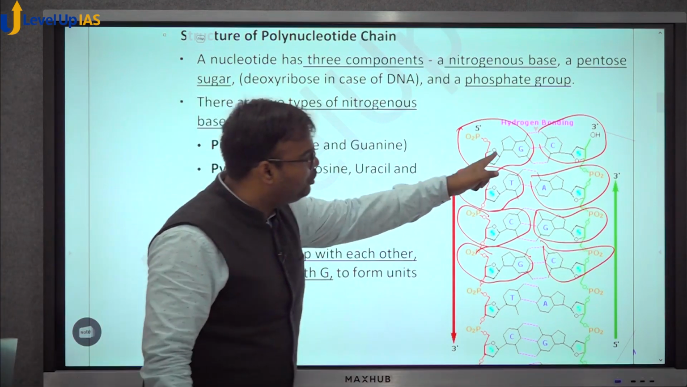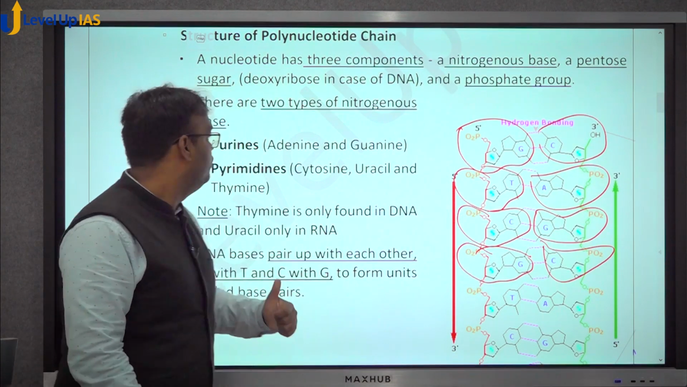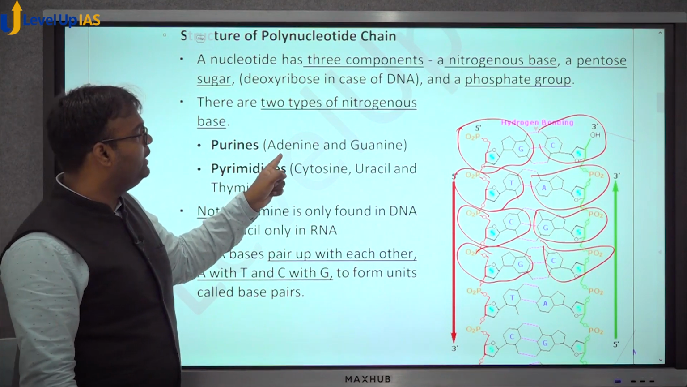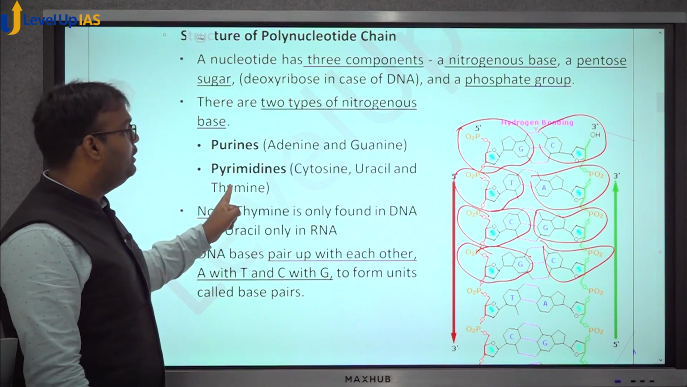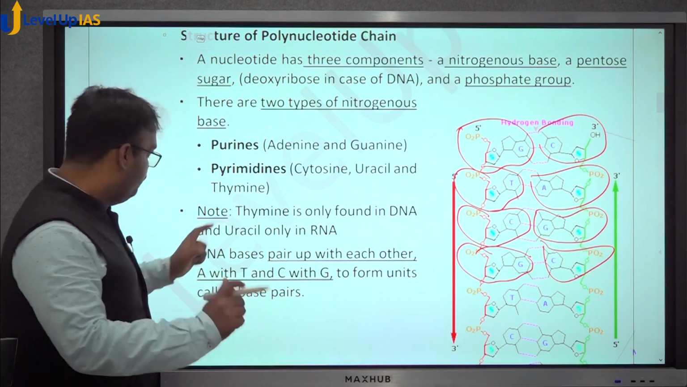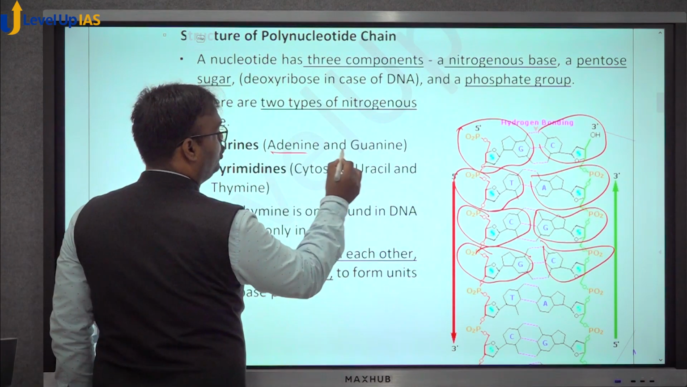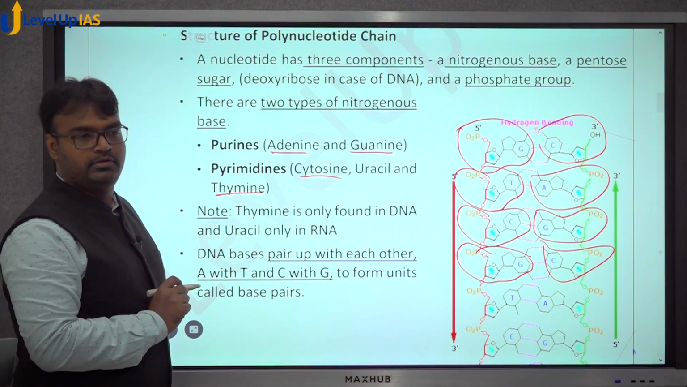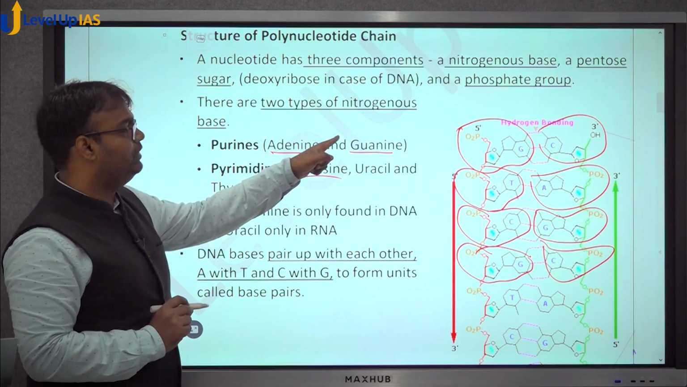Okay, now these nitrogen bases which are here are of two types. One is purine, other is pyrimidine. Purine consists of adenine and guanine, A and G. Pyrimidine consists of cytosine, uracil and thymine. But in DNA, we only have 4 of these nitrogen bases: adenine, guanine, cytosine and thymine. A will pair with T and C will pair with G.